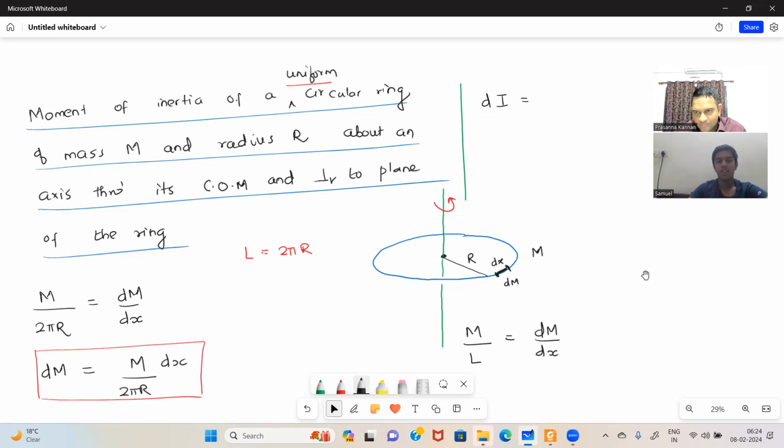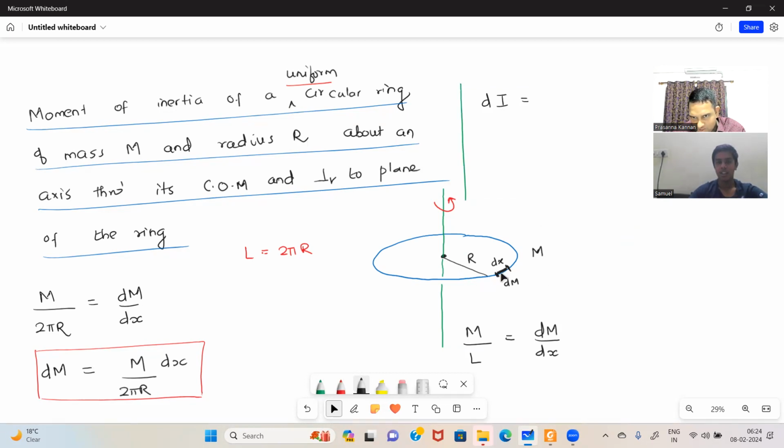R is the distance between the mass and the axis of rotation. Good, good. Now tell me, what is your dI?